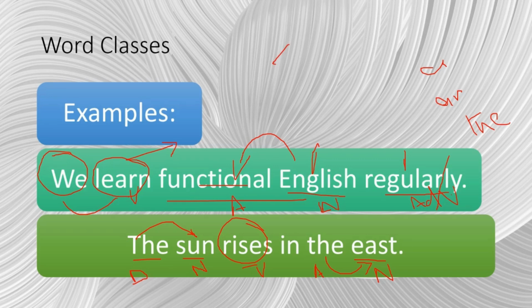For example, English. English is the name of a language, and if you use "the English", that would be the speakers of the language English, the people. So it would change from a language to speakers. So "the" is a determiner, and "in" is telling relation, "rises and east". So "in" is a preposition.